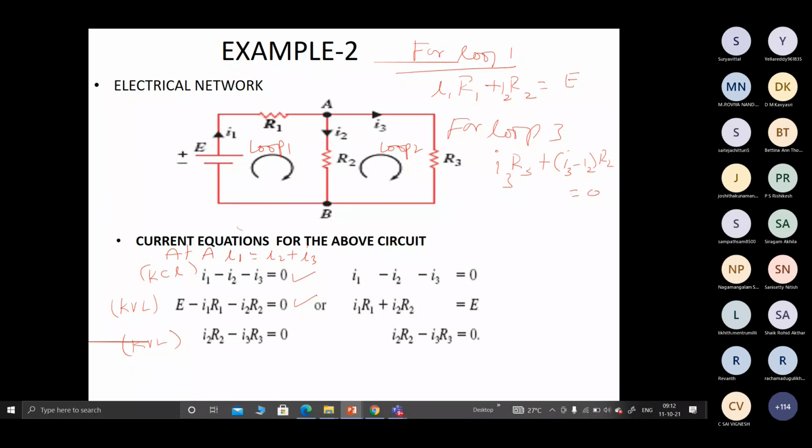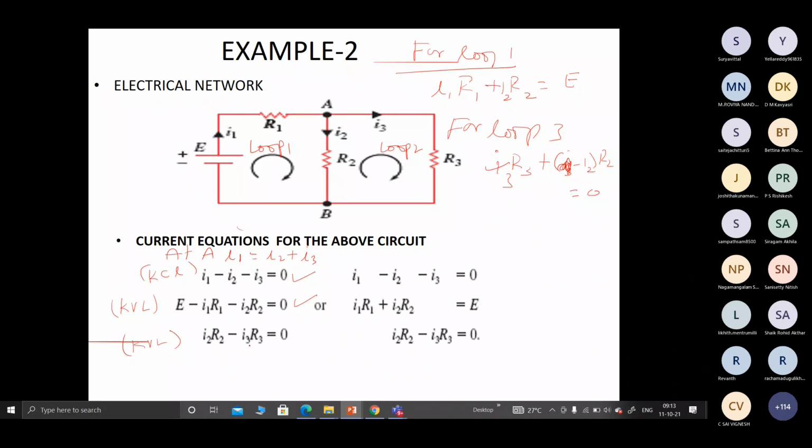Correct? No, sorry, we have already named that current, so that is not required. That is, I3 R3 minus I2 R2. Yeah, that's the third equation. Or you multiply through by minus, you will get it. It should not be a problem.